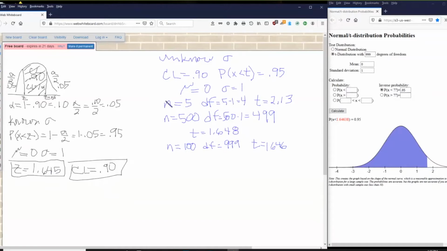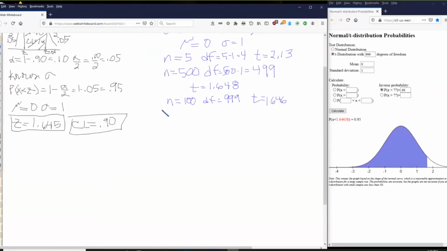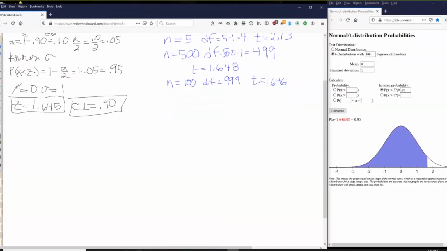Okay. Now let's do the calculations for the error bound. Let's look at those formulas.